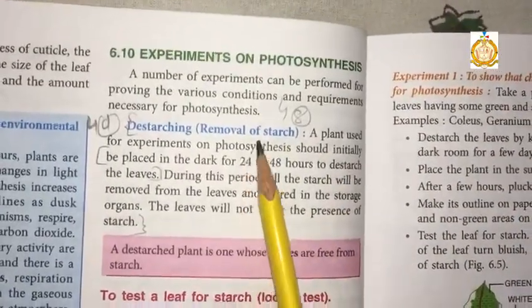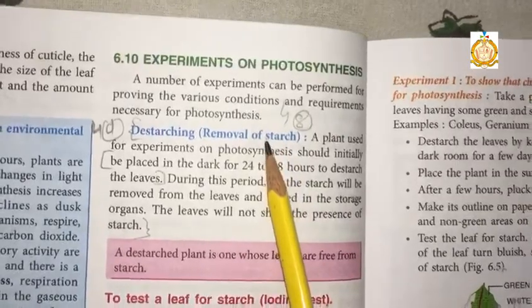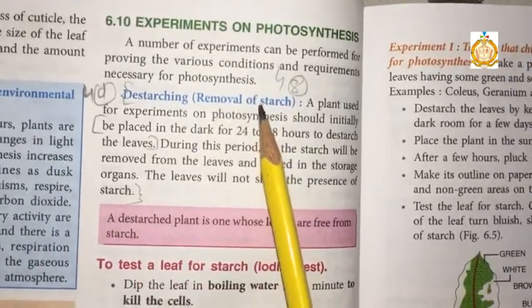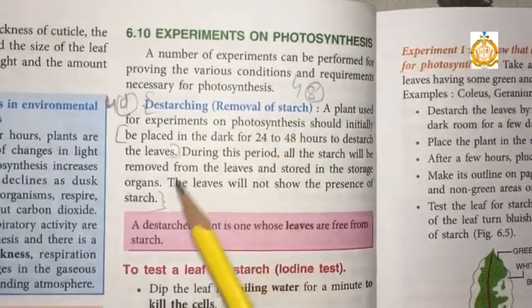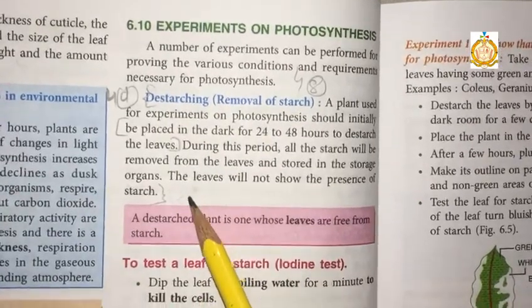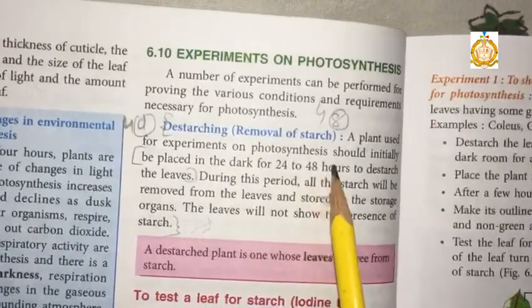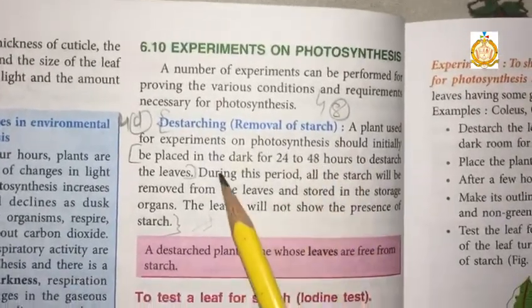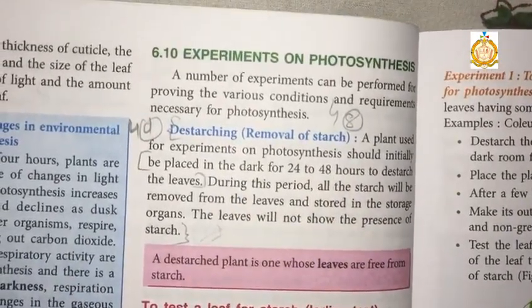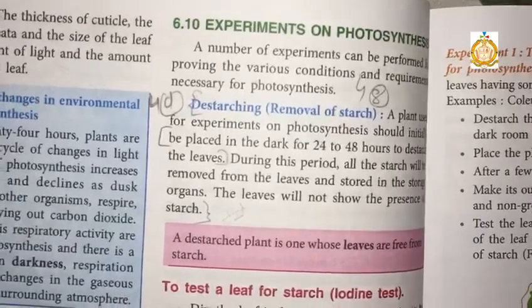First is destarching, the removal of starch. In the lower classes you have also read that whenever we place the plant in a dark room for 24 to 48 hours, it destarches the leaves of the plant, and this is known as destarching of the leaves.